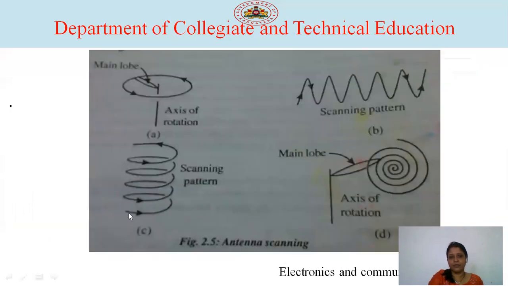Now observe here, very fast it is moving in the horizontal plane, but vertically it is going very slowly. Once the scanning position is completed, again the antenna is returned to its original point here. This is the pattern which we are obtaining in the helical scanning.